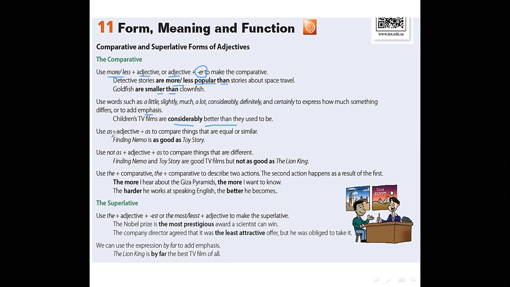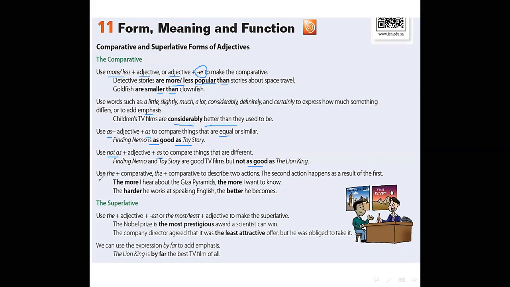Now we can also use as plus adjective plus as. Why? To compare things that are equal or similar. Finding Nemo is as good as Toy Story. How can we change it into negative? We will add not as adjective as to compare things that are different. Finding Nemo and Toy Story are good TV films, but not as good as The Lion King.